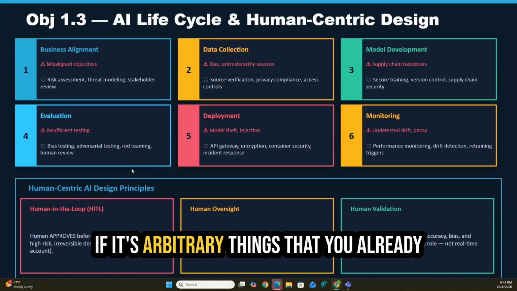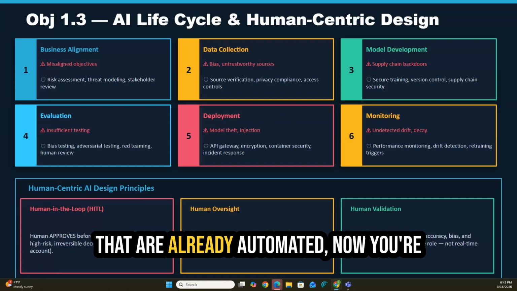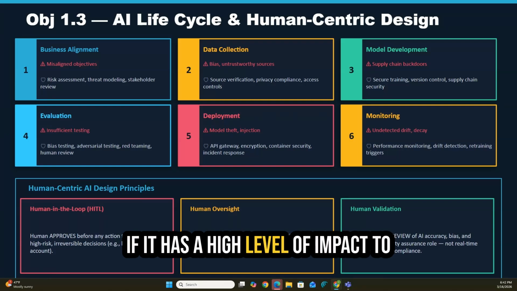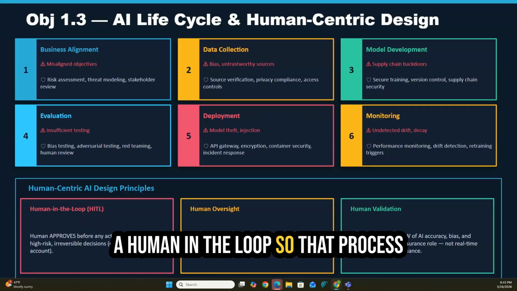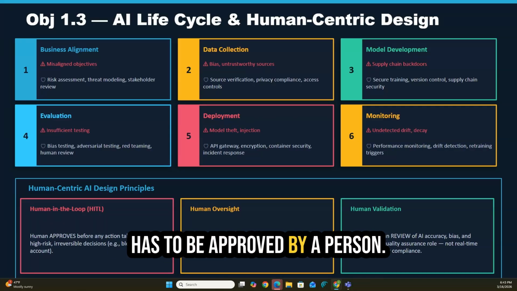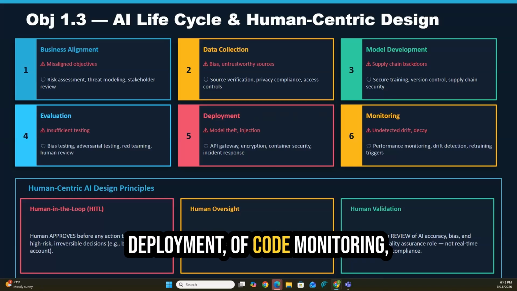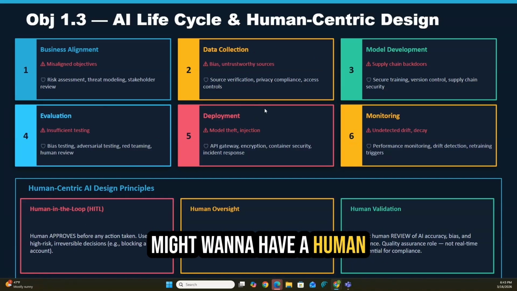commands. If it's arbitrary things that you already have systems doing in the back end that are already automated, and now you're having an AI do it, well, that's different. If it has a high level impact to your organization, you want to have a human in the loop. So that process has to be approved by a person, whether it's development of code, deployment of code, monitoring, any part of this process, you might want to have a human in the loop.